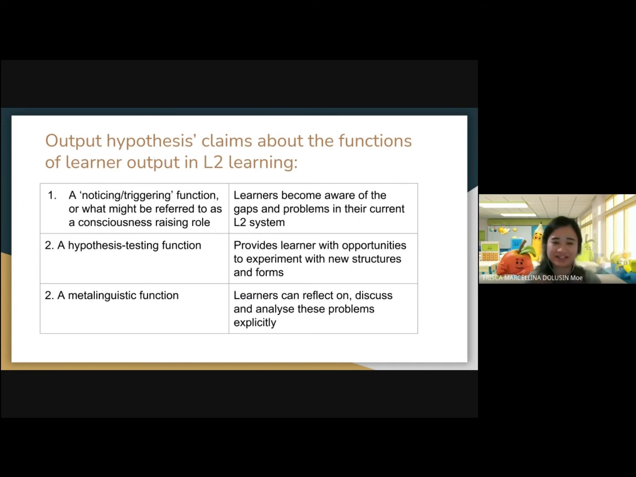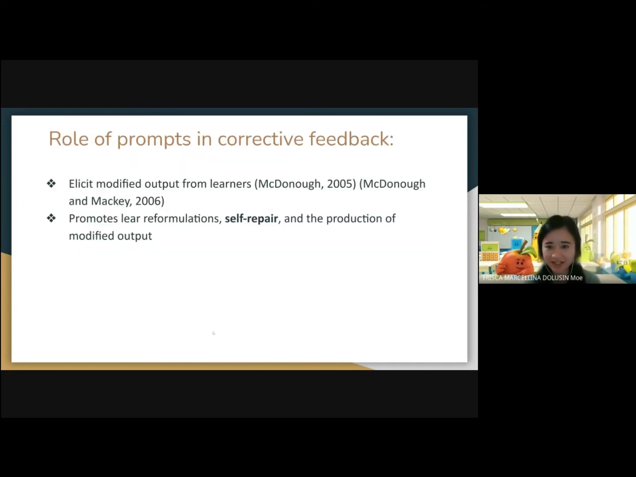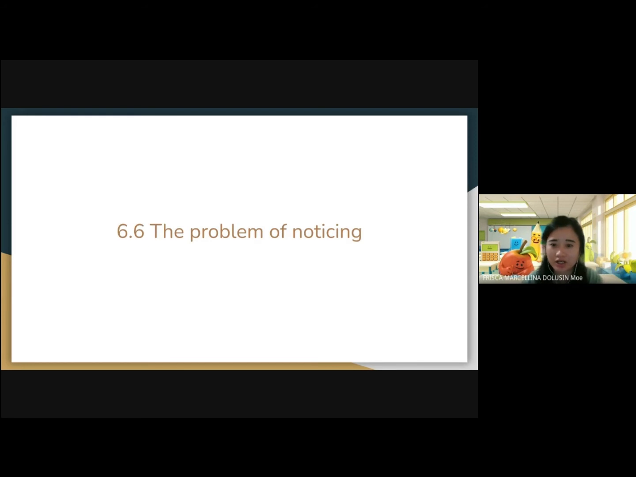Okay, so what is the role of prompts in corrective feedback? Number one is to elicit modified output from learners, by McDonough 2005 and Mackey 2006. It also promotes learner reformulation, self-repair, and the production of modified output. That is the role of prompts. So it modifies your output from the wrong to the correct output. Okay, that's all. Thank you.